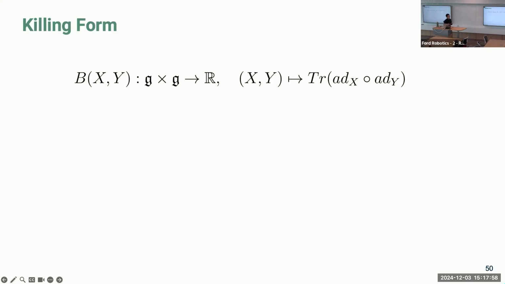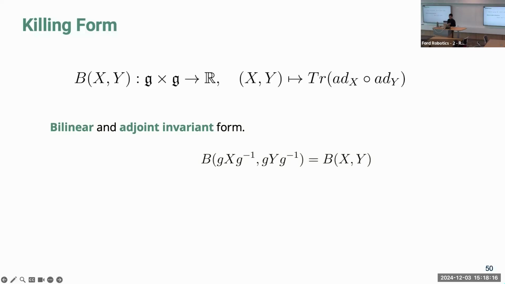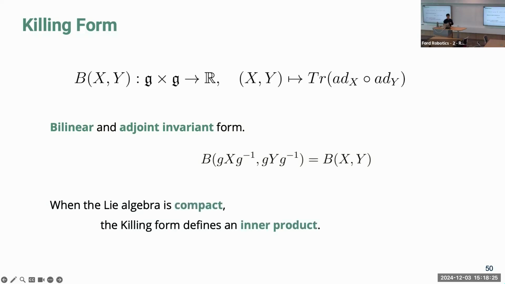So now let's take a look at how we can design the two nonlinearities. Before talking about how we design the generalized ReLU, I need to talk about what a Killing form is. The Killing form is a bilinear form that takes two Lie algebra elements and outputs a scalar. And the Killing form is adjoint invariant. So when the input data is transformed by the adjoint action, the value of the Killing form does not change. When the Lie algebra is compact, this Killing form can be used to define the inner product.